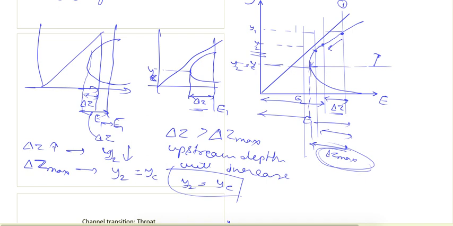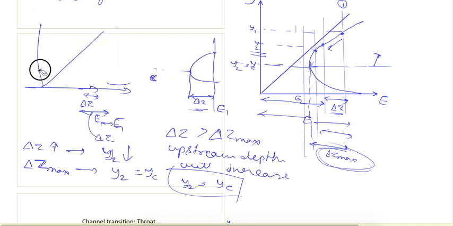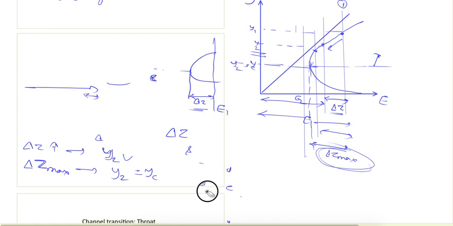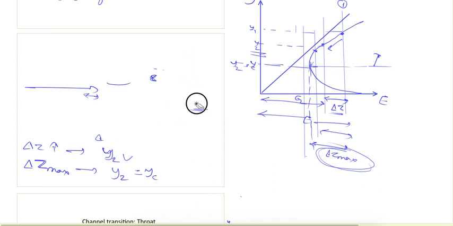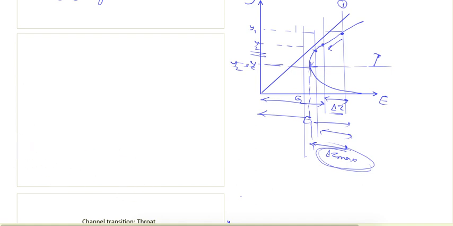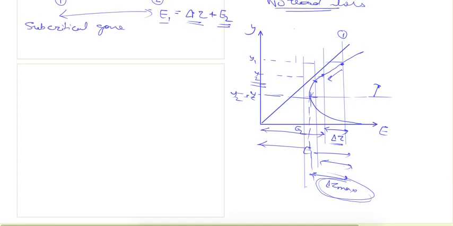Similarly, we can see for the supercritical flow also. So what will happen if the incoming flow is in the supercritical zone? It is similar to this only, just the depth will be reversed. So this is the channel bed, and let's say this is the hump. This is in the supercritical zone.